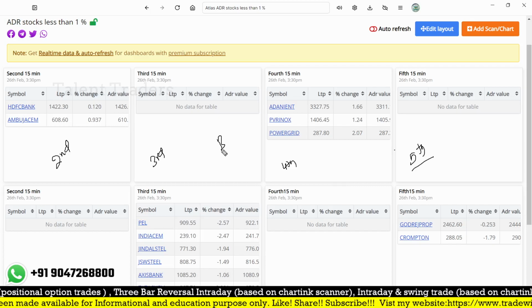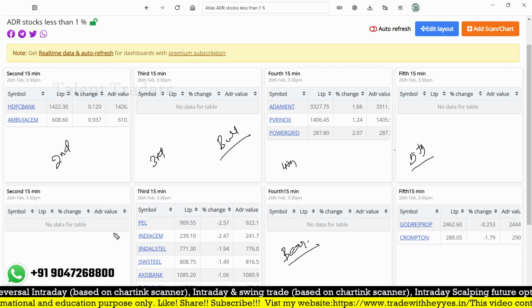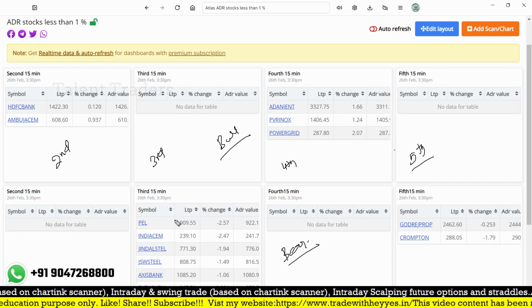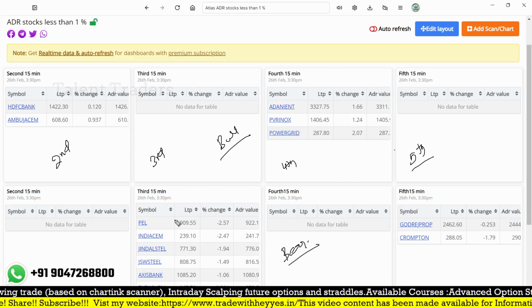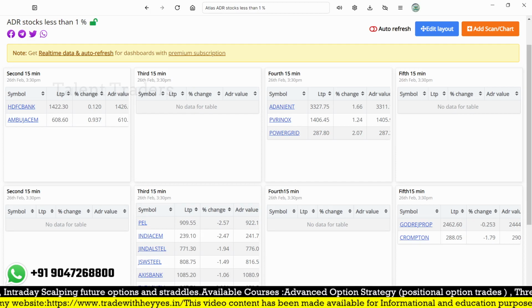So this is for the bullish side, and this is for the bearish side. Like the second, third, fourth and fifth 15-minute candles. We should complete this coloring and other things soon. But how it works today is what I'm going to discuss here in this video.